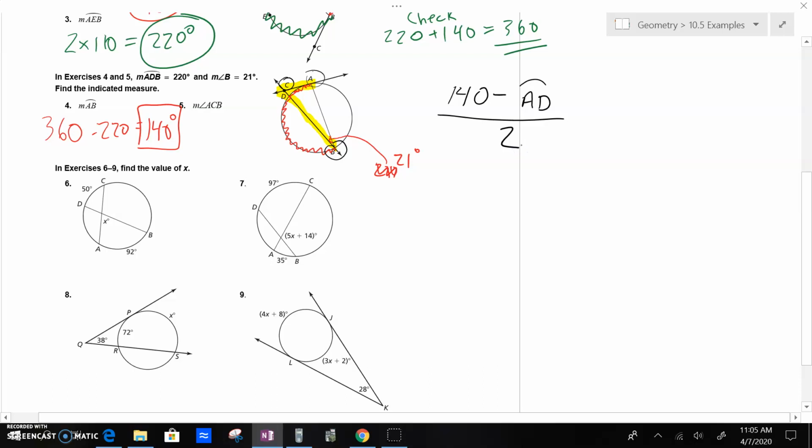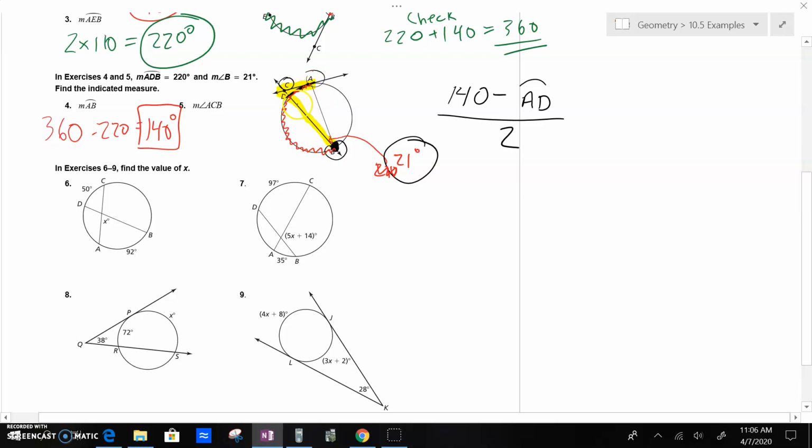That was one of the ideas that we talked about in the notes: you take the big arc minus the little arc and divide by 2. So when they meet on the outside, we do big arc minus little arc divided by 2. I don't know that little arc though. So that little arc that goes from A over to D right here, I don't know that one. So I have to use this 21. That arc that goes across from an inscribed angle. So that angle is an inscribed angle.